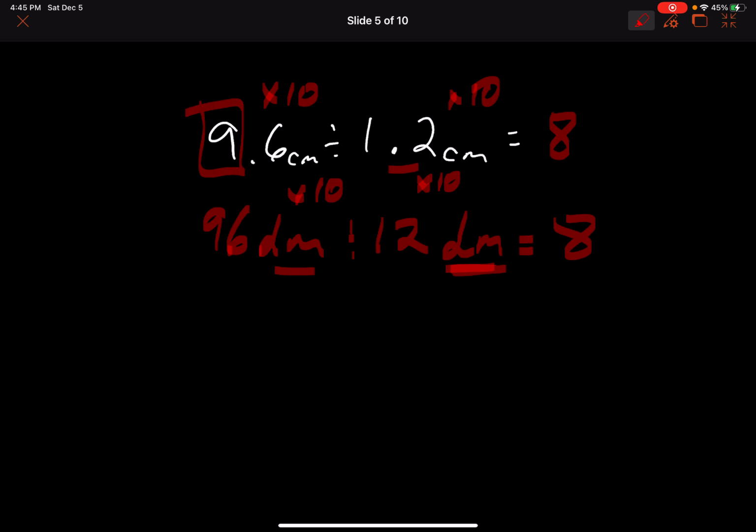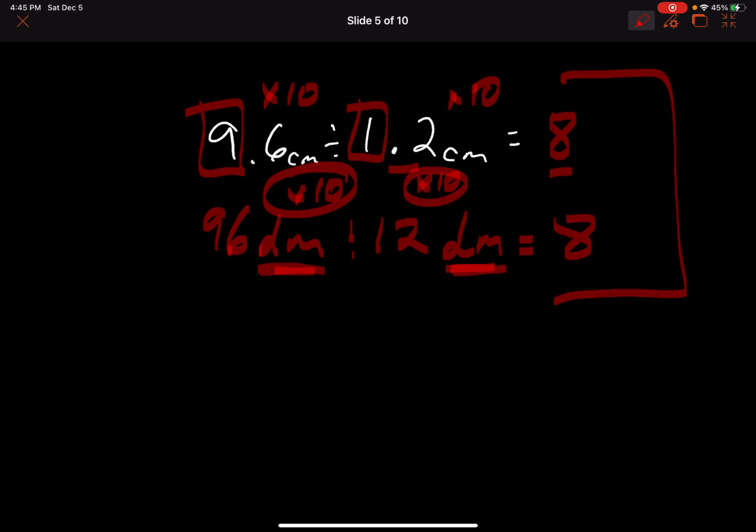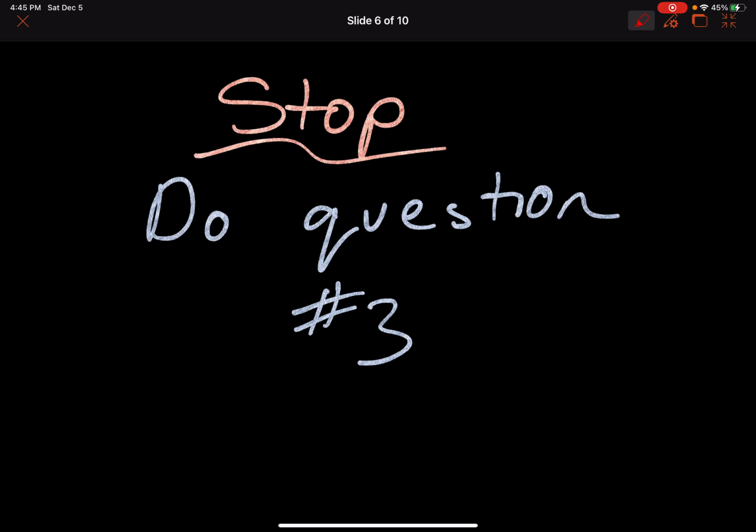And if I'm going to estimate, 9 divided by 1 is 9. So I am pretty close there. So I know that it would be relatively in that range. So if I'm multiplying both by the same number, so I'm changing the measurement that we're using, I'm just having you notice that it's going to come out with the same answer. All right, so I'm going to get you to stop and do question 3 right now.